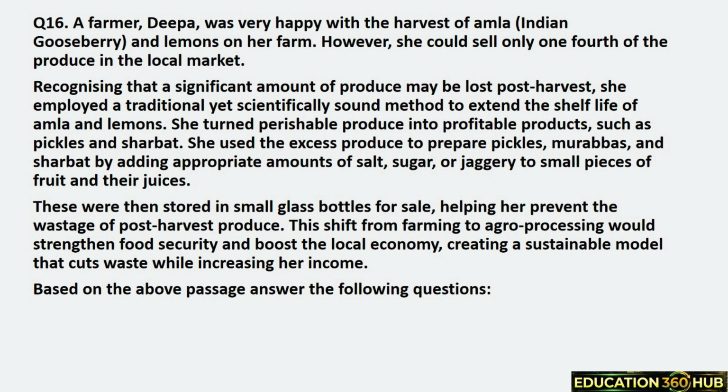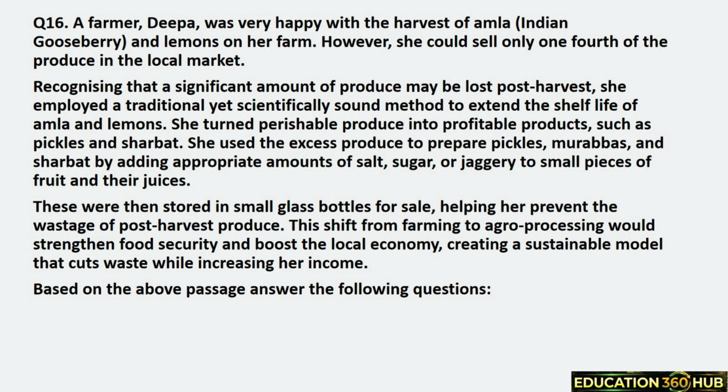Question number 16. A farmer Deepa was very happy with the harvest of Amla, Indian gooseberry, and lemons on her farm. However, she could sell only 1/4 of the produce in the local market. Recognizing that a significant amount of produce may be lost post-harvest, she employed a traditional, yet scientifically sound method to extend the shelf life of amla and lemons. She turned perishable produce into profitable products, such as pickles and sharbat.